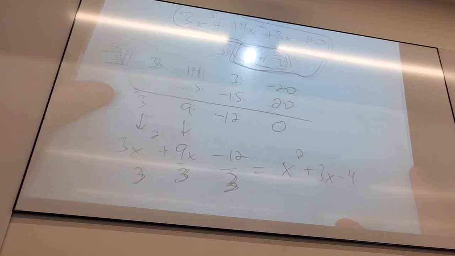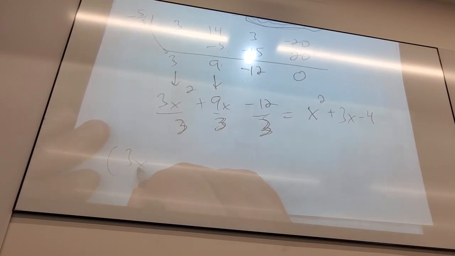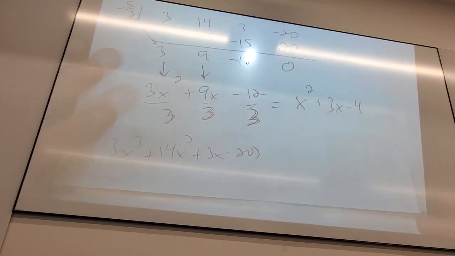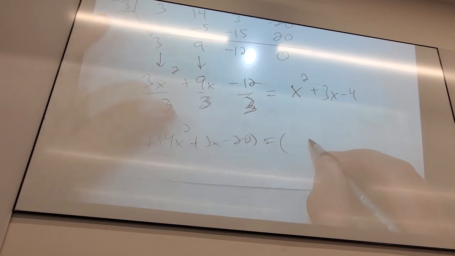So tell me, how do I factor 3x cubed plus 14x squared plus 3x minus 20? That was the original problem. How do I factor it? What does this mean?